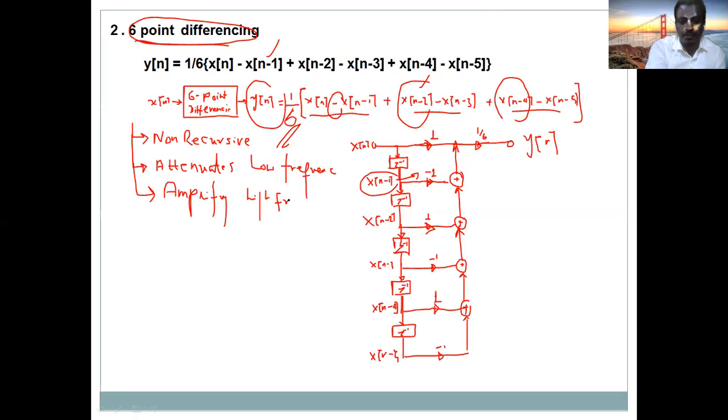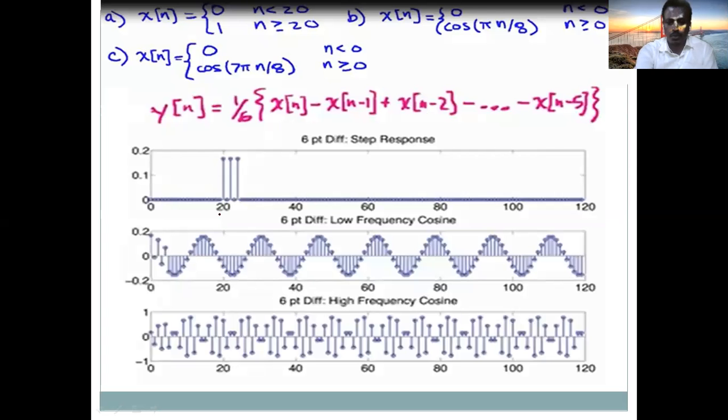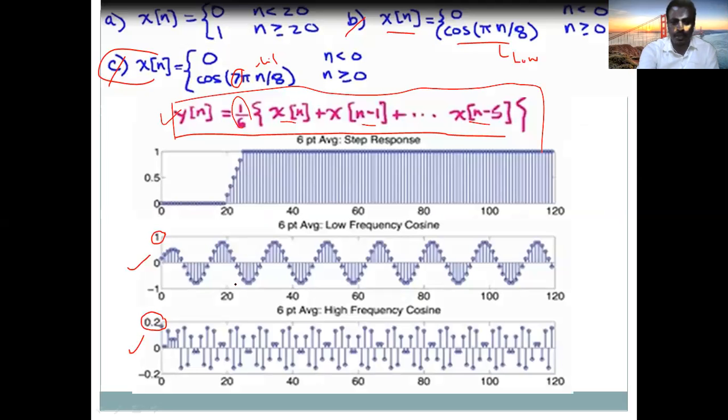Okay. The first one, the 6-point averaging, attenuates high frequencies, right? But this one amplifies high frequencies, and low frequencies are attenuated. So when you see this example previously, as you can see here, the low frequency is amplified, and the high frequency part is attenuated, only amplitude 0.2, right?